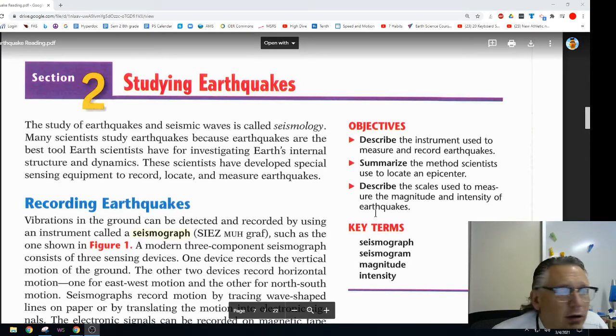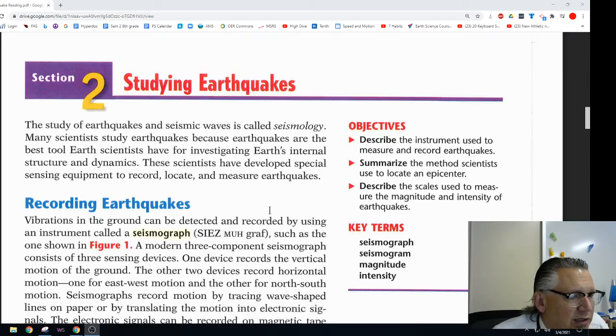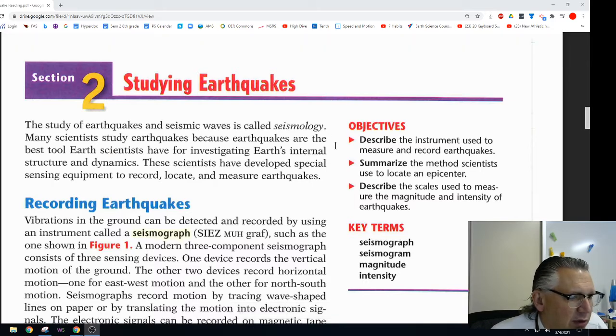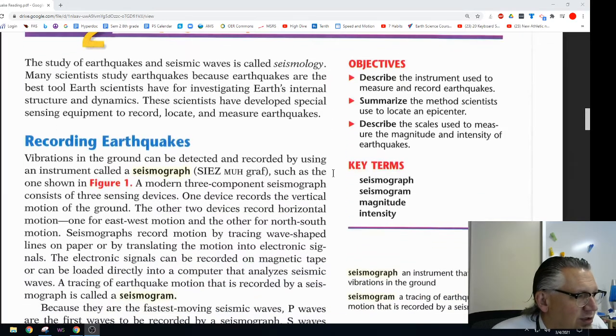Section 2, Studying Earthquakes. The study of earthquakes and seismic waves is called seismology. Many scientists study earthquakes because earthquakes are the best tool Earth scientists have for investigating Earth's internal structure and dynamics. These scientists have developed special sensing equipment to record, locate, and measure earthquakes.